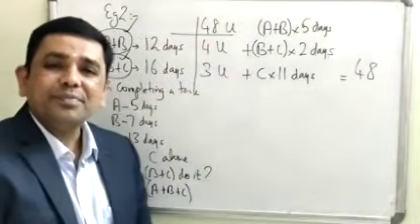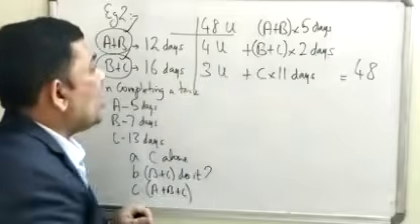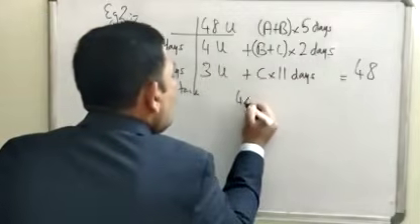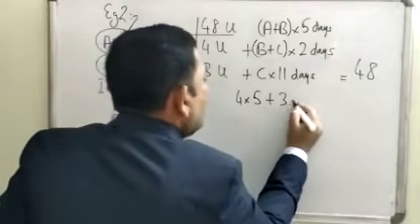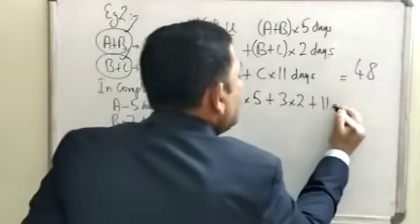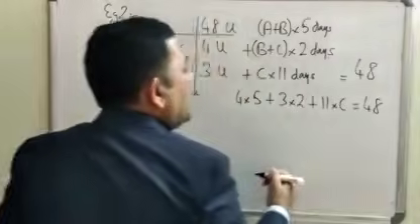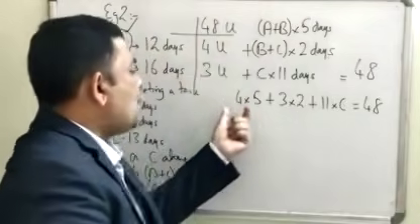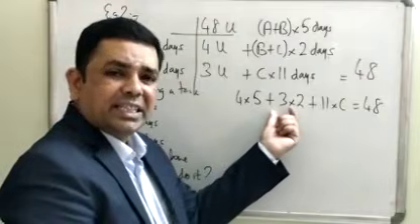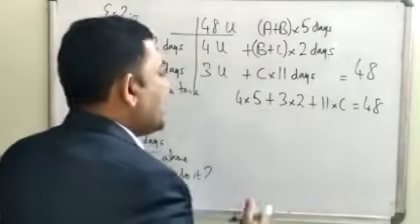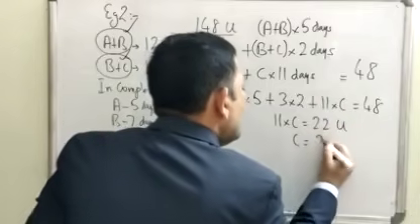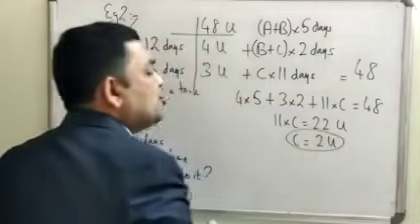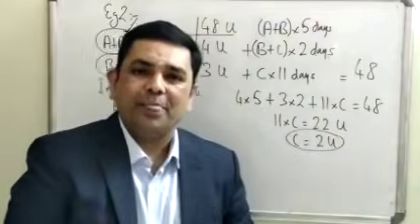Alright? Can we actually put the values now? So what is A plus B? 4 into 5 plus. What is B plus C? 3 into 2 plus 11 into C is 48. So this is 20, this is 26. If I take it to the other side, I will have 11 into C is 22 units, and therefore C is 2 units per day.